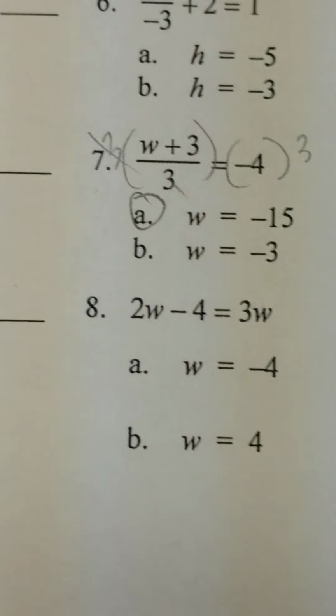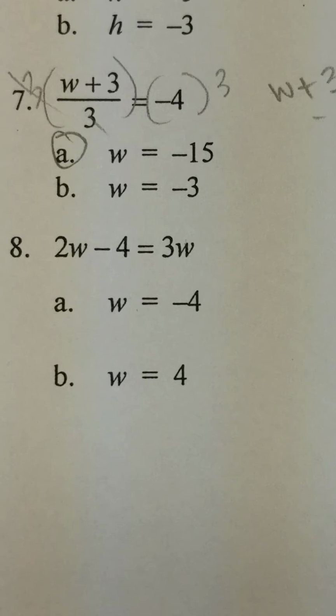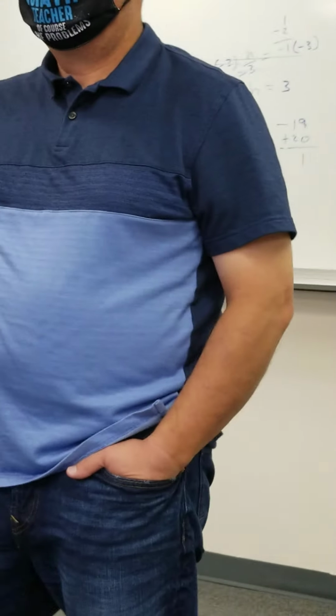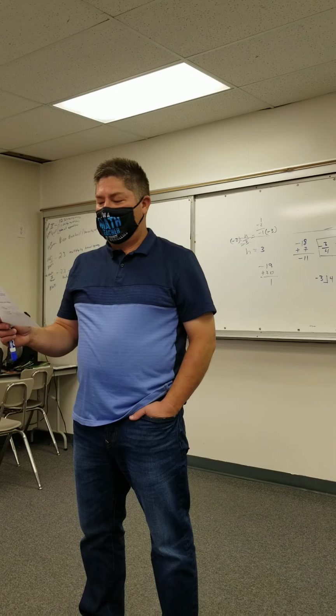This is really easy. Danny, what should we do to both sides on number 8? Minus 2. Don't multiply. Minus 2w, both sides. That gets rid of the 2w on the left. Minus 2w from 3w, what do you get? What's 3 minus 2? 1w. Just a w equals what? The w is by itself, it's positive already. W equals what? Not positive, negative.